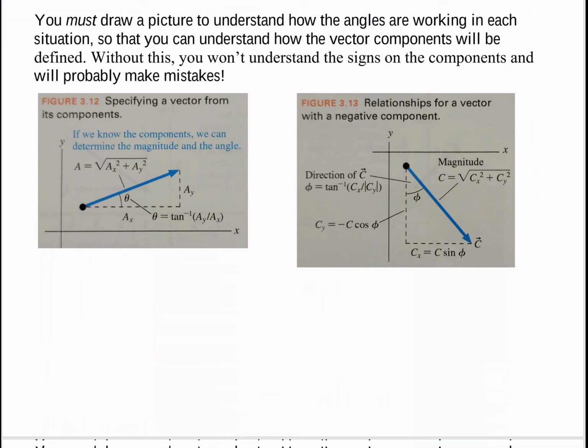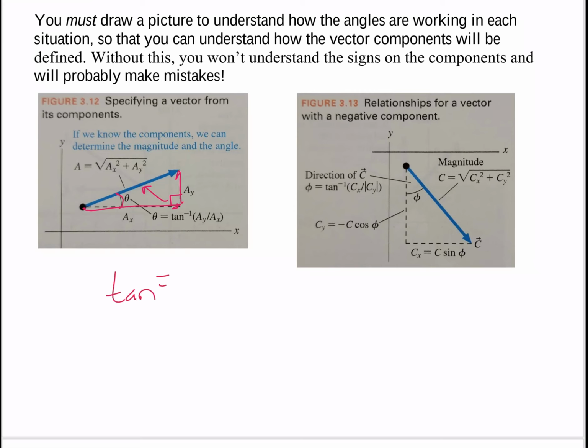So, specify the vector from its components. In this case, we have our vector. We're setting up our a sub x here. We're setting up our a sub y here. That forms the right triangle there. That makes our vector the hypotenuse. And then a sub x here with our angle sitting right there, our reference angle, makes a sub x the adjacent side and a sub y the opposite side. So we'll be using sine for a sub y and cosine for a sub x. Notice that we can also use tangent.